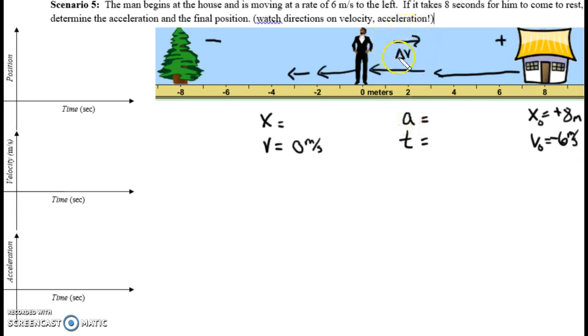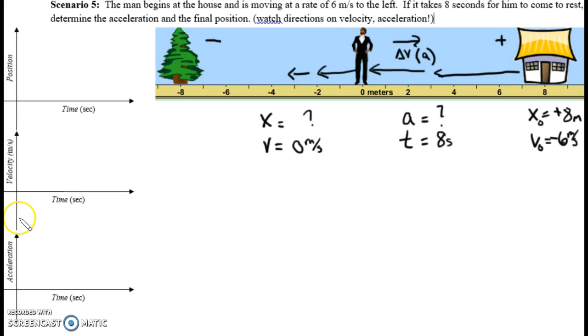To anticipate a couple things here, my change in velocity is pointing to the right, which means my acceleration is also going to point to the right. So I should get a positive number here for my acceleration. And then time we know is 8 seconds. So here we're looking for the acceleration and the final position.